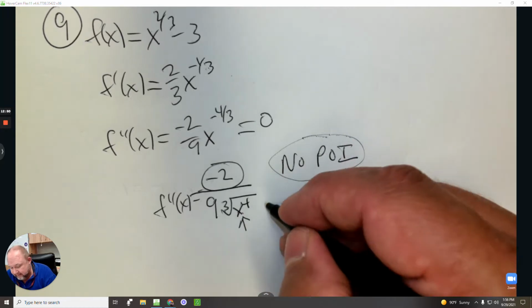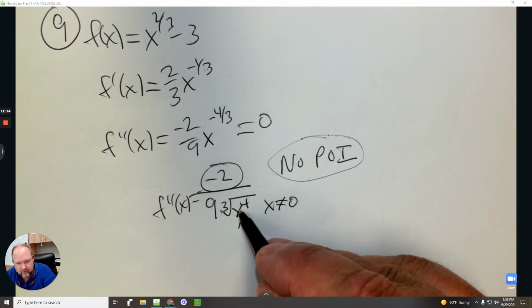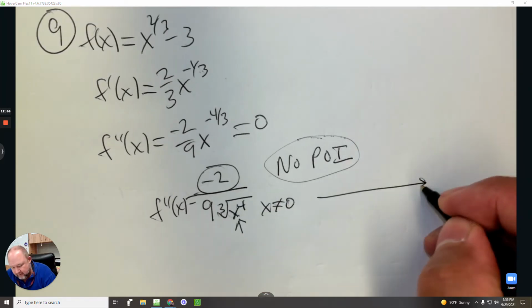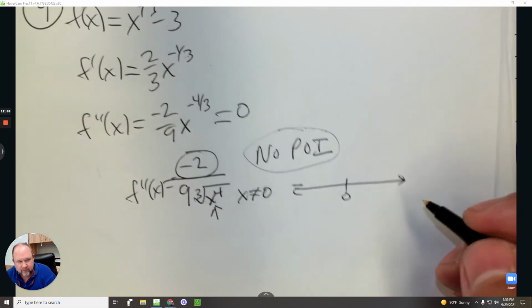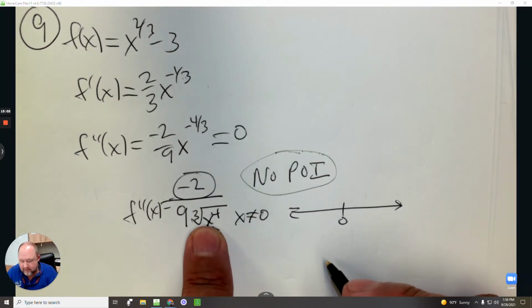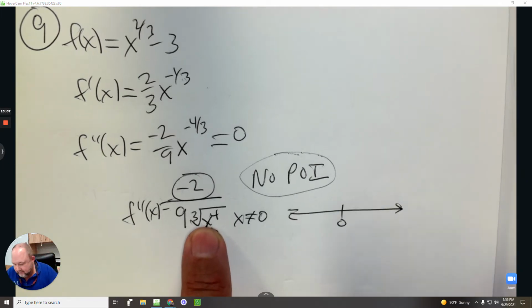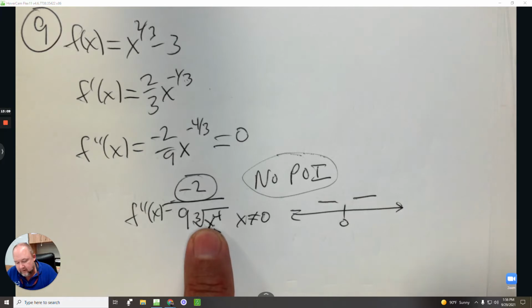We do have a value that x cannot be for the derivative. So x can't be 0. That would make it undefined. So when I draw a number line, I need 0. And then when I plug in here, no matter what number I plug in, the answer is always going to be negative. So this whole thing is concave down.